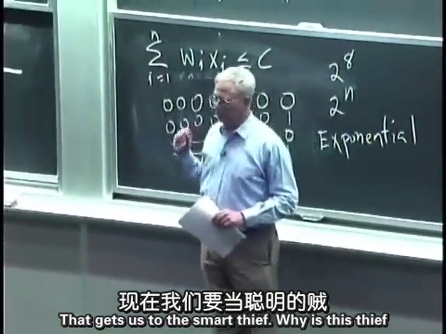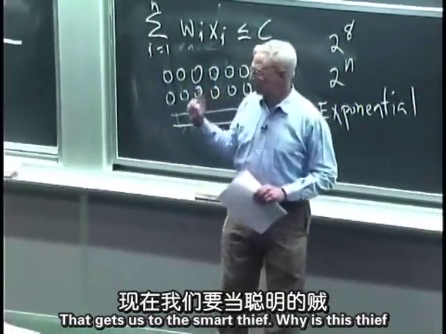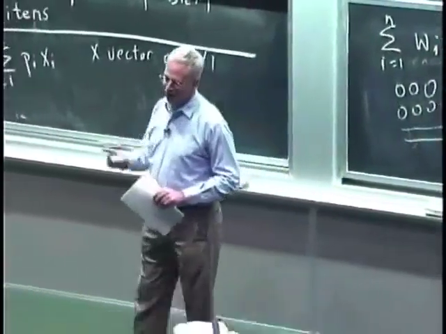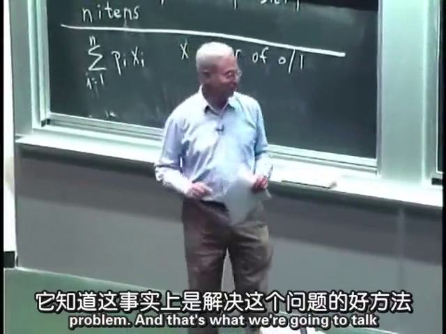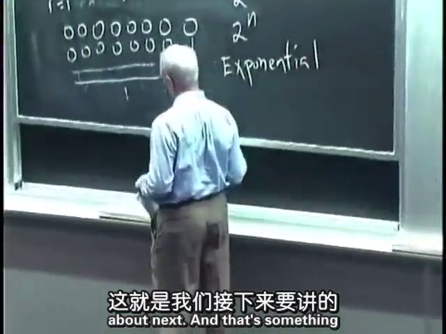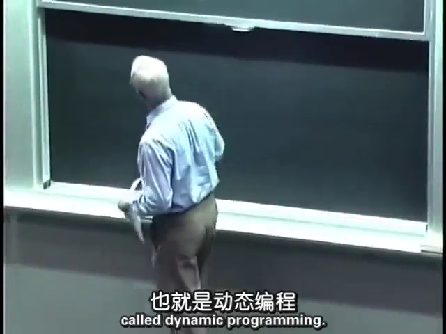That gets us to the smart thief. Why is this thief smart? Because she took 600. And she learned that, in fact, there is a good way to solve this problem. And that's what we're going to talk about next. And that's something called dynamic programming.